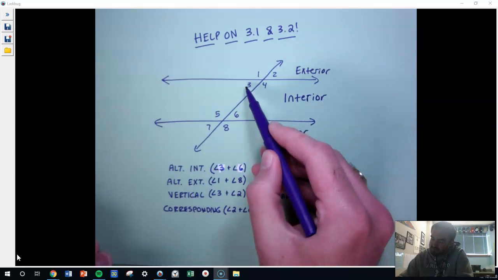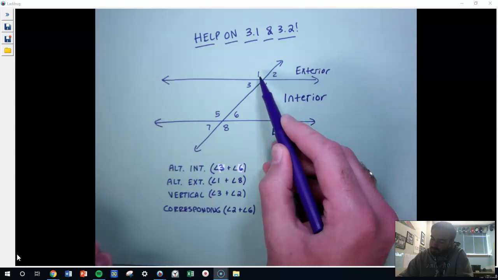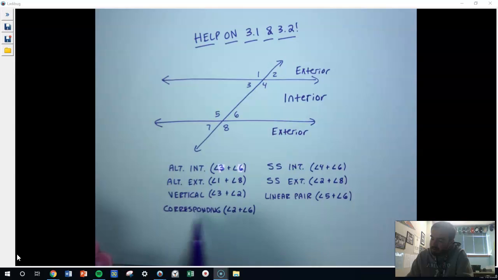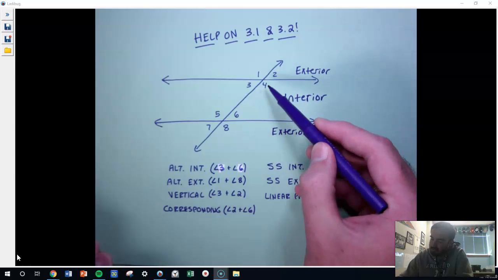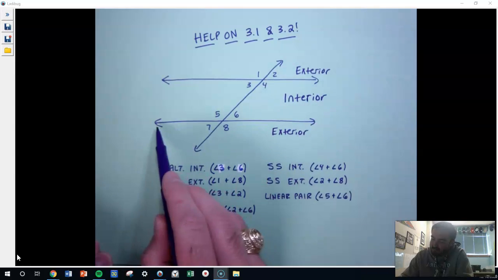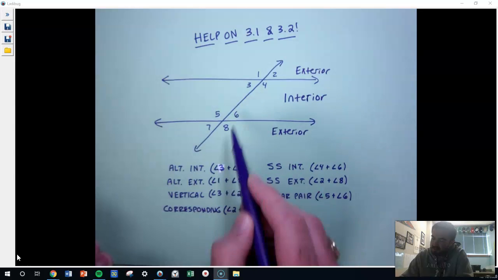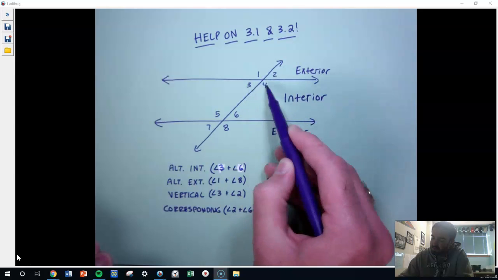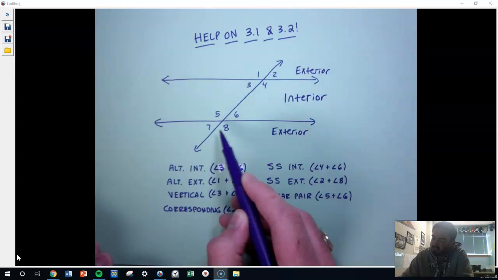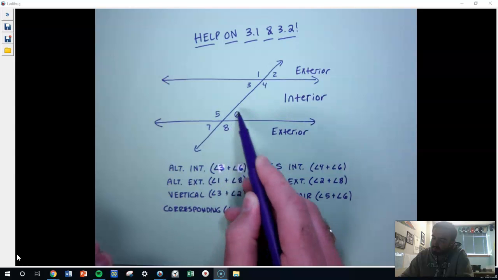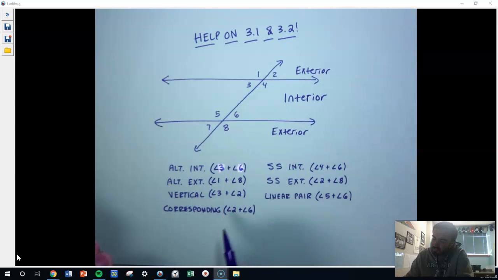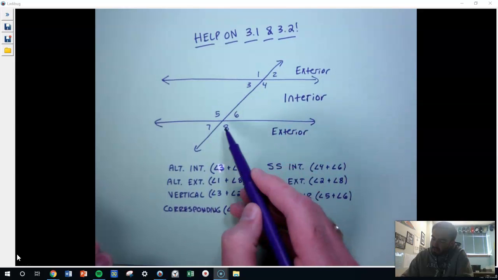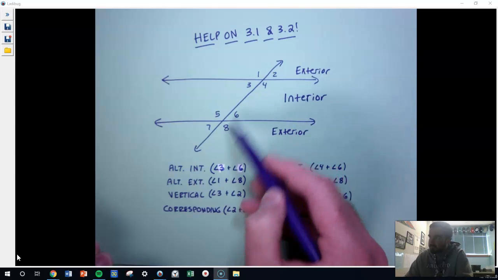Vertical angles are across from each other, so something like 3 and 2, 1 and 4, 7 and 6, 5 and 8. Those are vertical angles, and corresponding angles are angles that are basically in the same position on different lines. So for instance, you see how 2 is in the top left of this little group right here? 6 is also in the top left of this little group right here. Okay, so 2 and 6 would be corresponding, just like 1 and 5, they're both in the top left. 8 and 4, both in the bottom right.